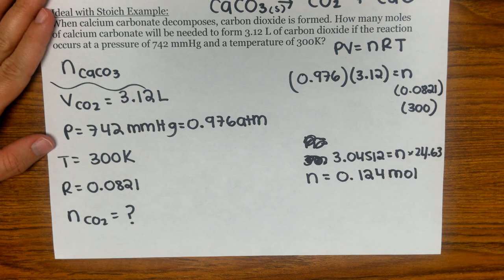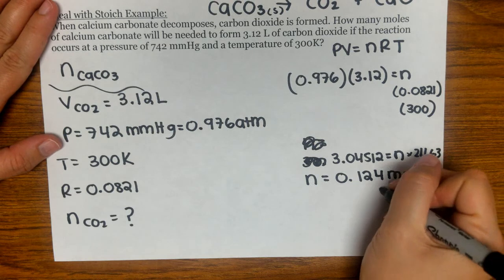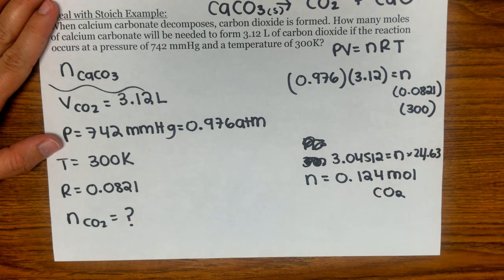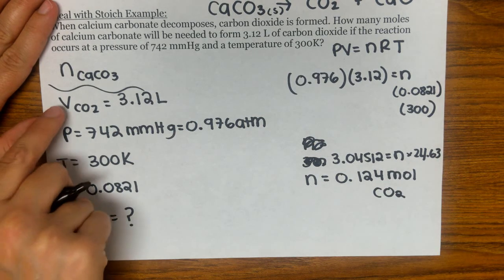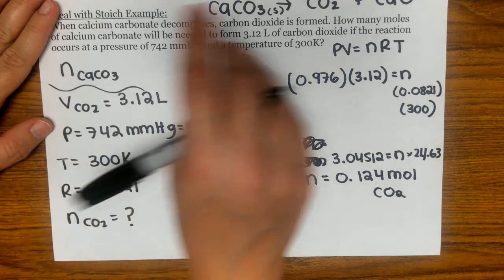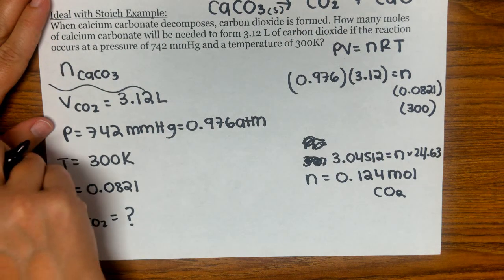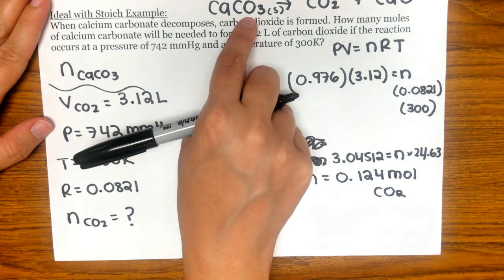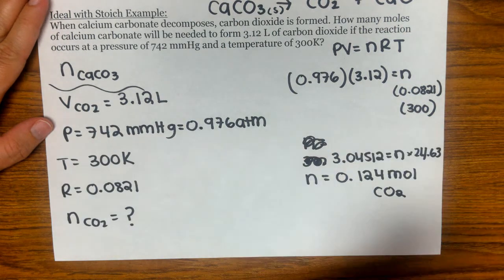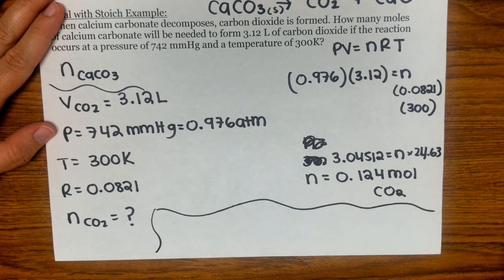And then stop and think. You found volume of carbon dioxide. So this has to be moles of carbon dioxide. It can't be moles of calcium carbonate because this is volume of CO2. So that's my moles of CO2. But if you know how many moles of CO2 there are, you can use stoichiometry and find moles of calcium carbonate. And so let's set that up really fast.